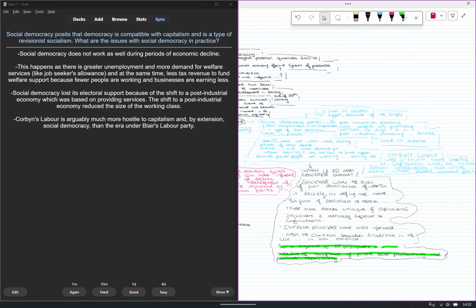As a result of this issue, social democracy lost its electoral support because of the shift to a post-industrial economy, which was based on providing services. This shift reduced the size of the working class, the reason being that lots of people are just living off welfare states in a sense. Corbyn's Labour is arguably much more hostile to capitalism, and by extension social democracy, than under the era of Blair's Labour Party. This is a key example you can give for the point as well.